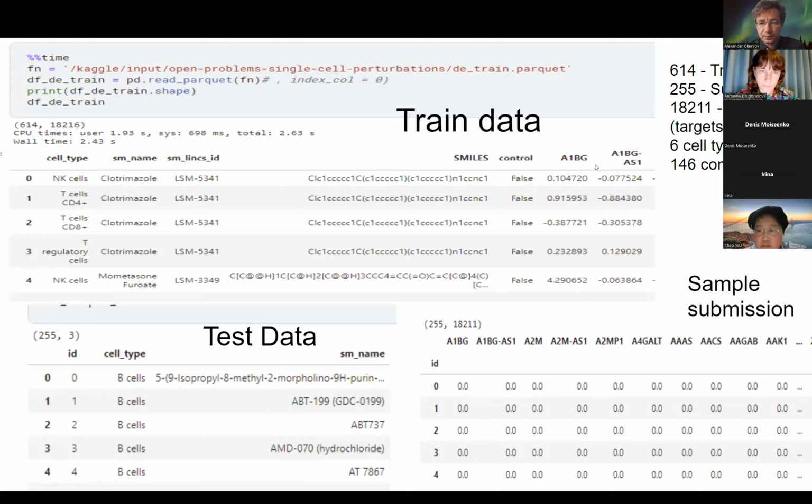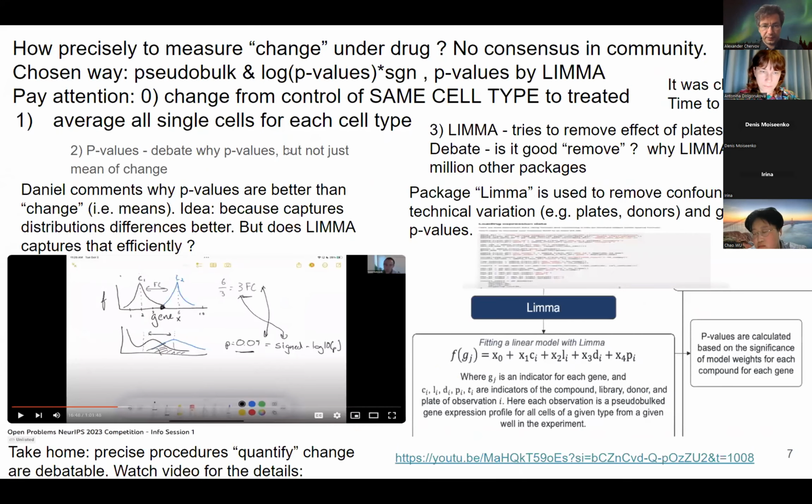Is it clear? So I think those who already started know this quite well, but maybe someone hasn't yet started, and it might be something interesting. Okay, so the next thing.